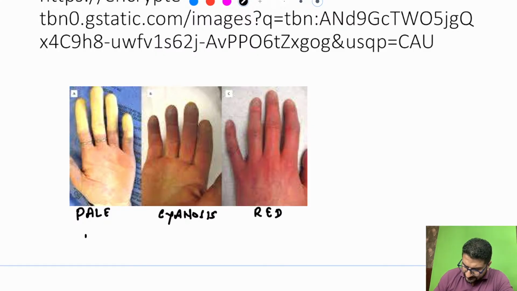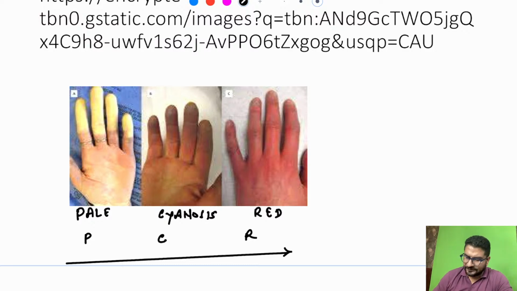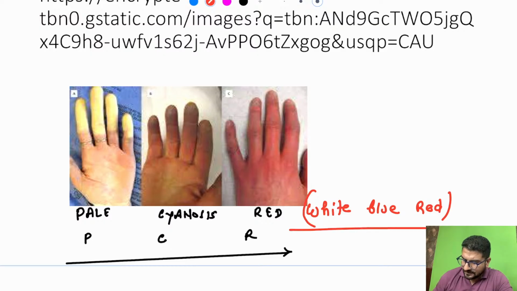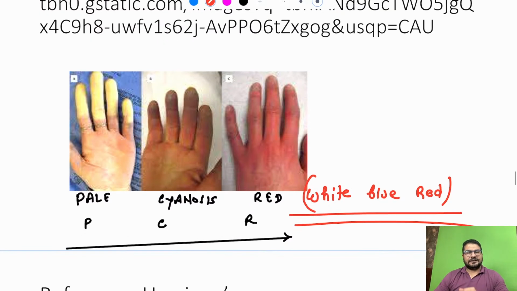So this is what we call PCR. PCR means it is the color change sequence in Raynaud. Color change sequence in Raynaud, and this color change sequence you can remember like first it becomes white, then blue, after that red. So it is white, blue, red, or PCR. This will be the color change sequence in Raynaud.